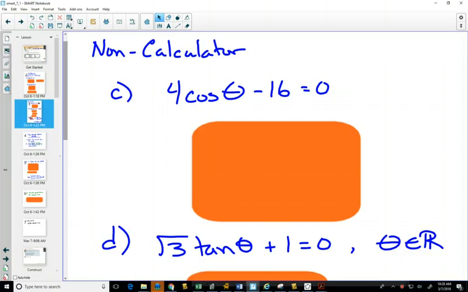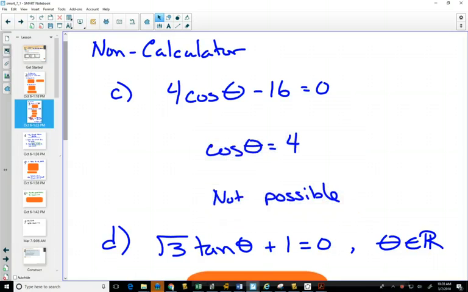First one's non-calculator because when you get cos by itself, you get cos equals 4. Not on your pi plate, but it's not possible if you tried to draw the triangle with the adjacent side being 4 and the hypotenuse being 1. It's a very hard triangle to draw. So it's not possible. Anytime sine or cos is bigger than 1, it's going to be not possible. And so therefore it is eligible to be on the non-calculator part of a test, quiz, or exam.